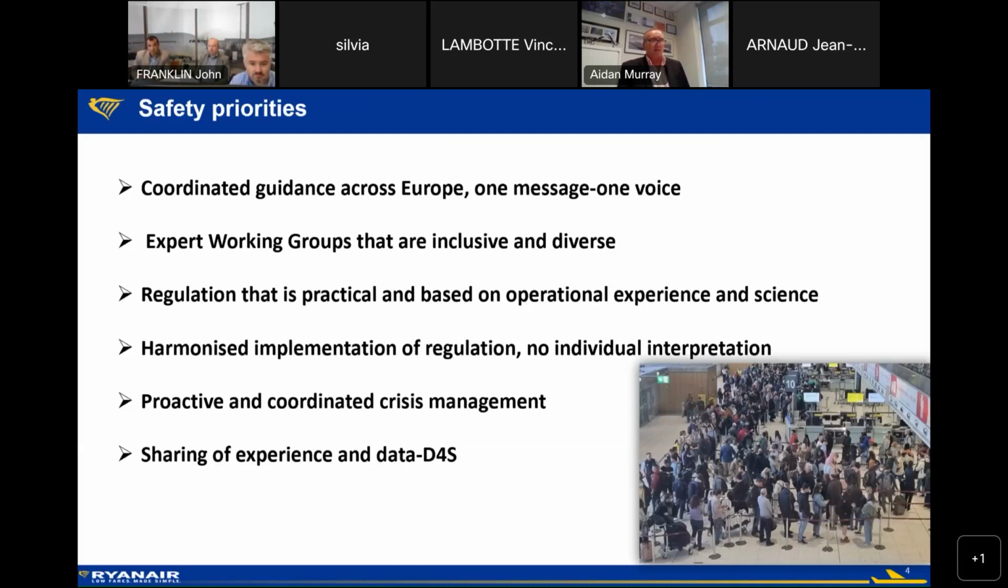And I think the next thing we need to look at, and D4S is going to be hugely part of this, is how we share the experiences of how we got through the last 2.5 years. We also continue to share the data and push forward with data for safety, to ensure that this information and experience is available to all operators within Europe. Thanks, John.